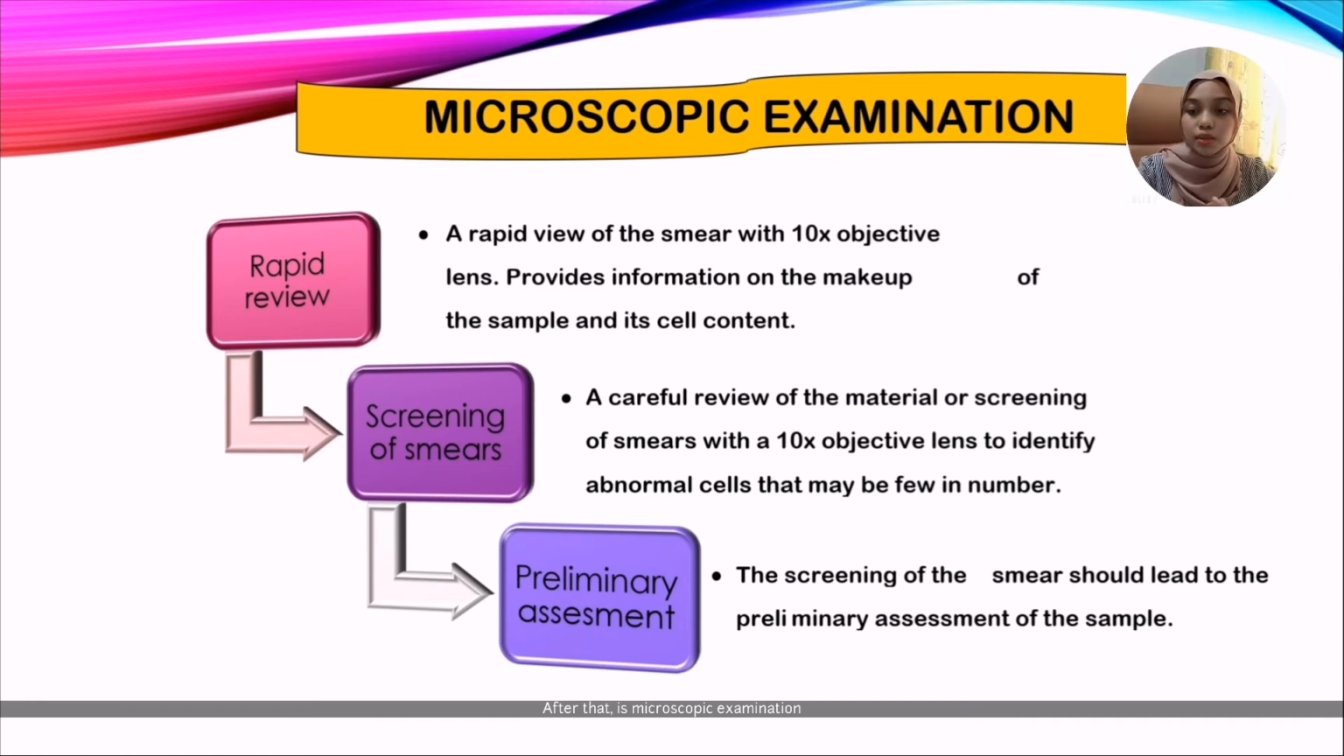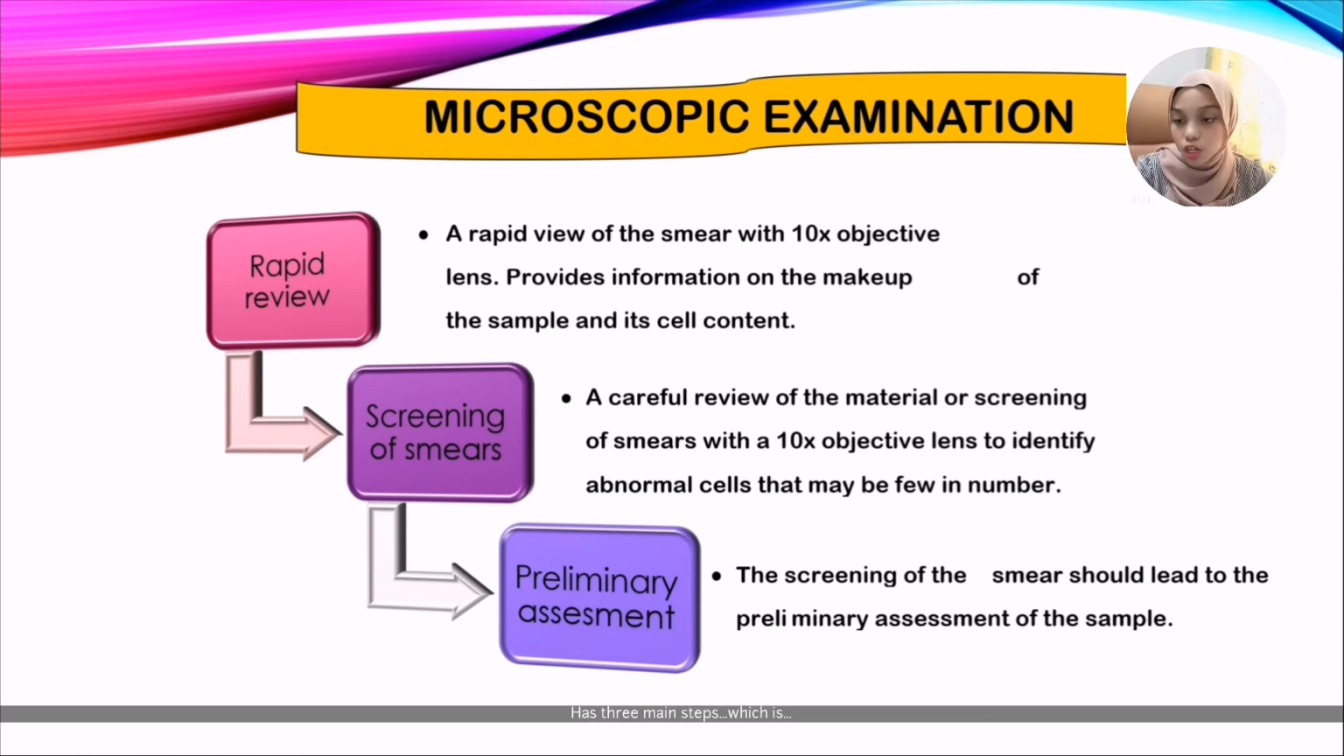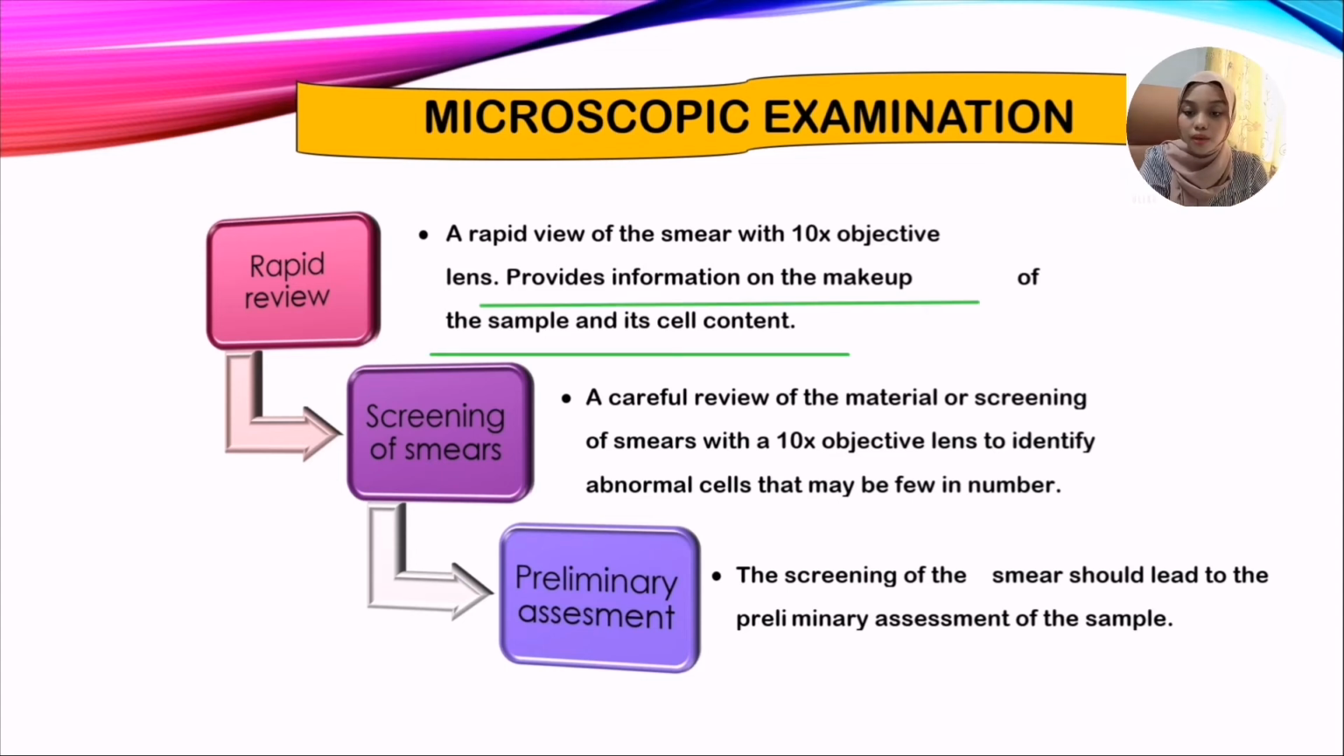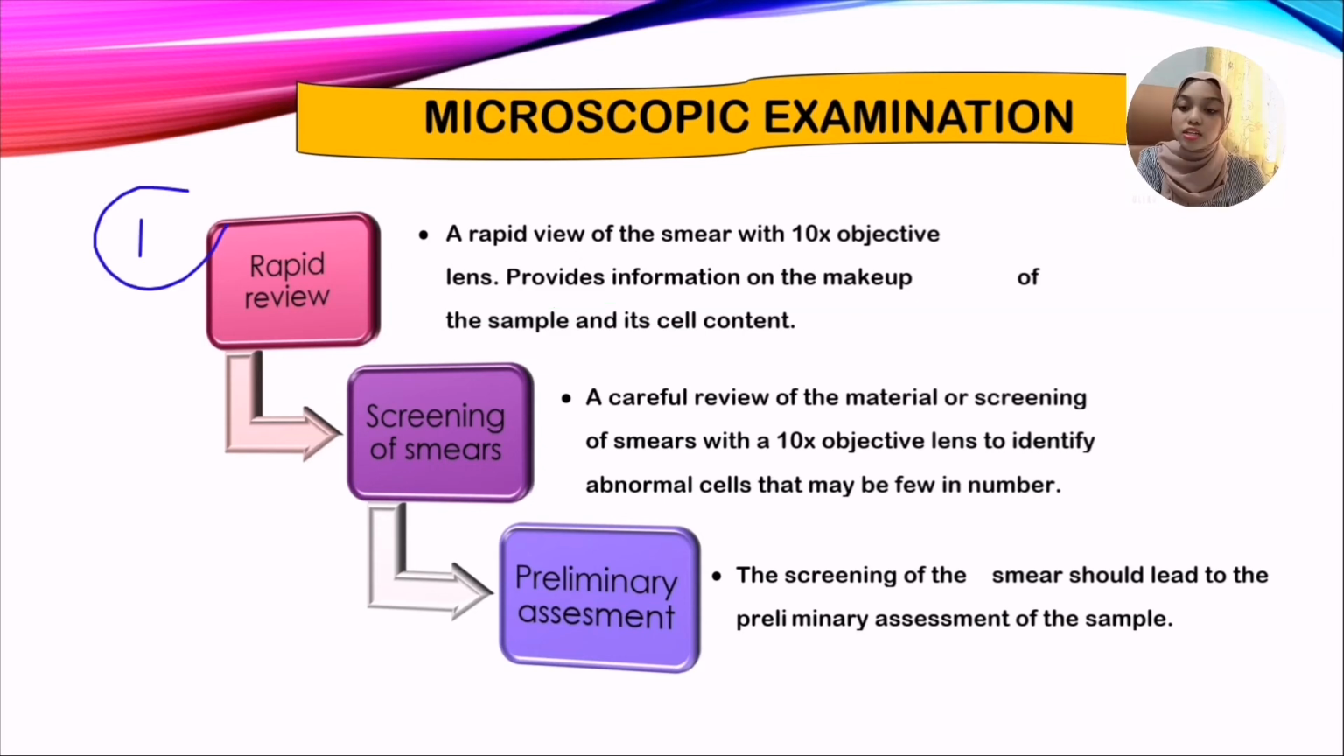Okay, microscopic examination has 3 main steps: first is rapid review, second is screening of the smear, and third is preliminary assessment. Rapid review is a review of the smear with the 10 times objective lens. With this objective, it will provide information on the makeup of the sample and its cell content. That is the first step of microscopic examination.